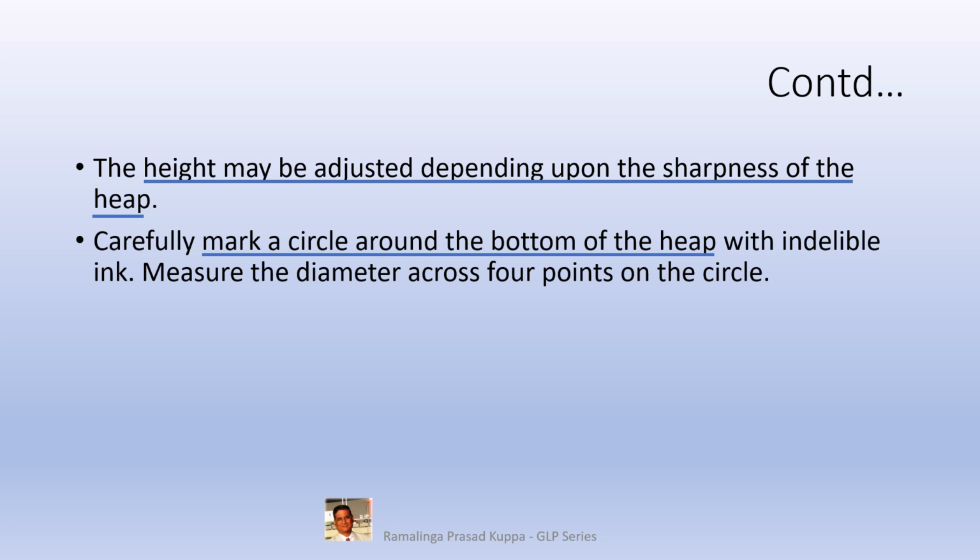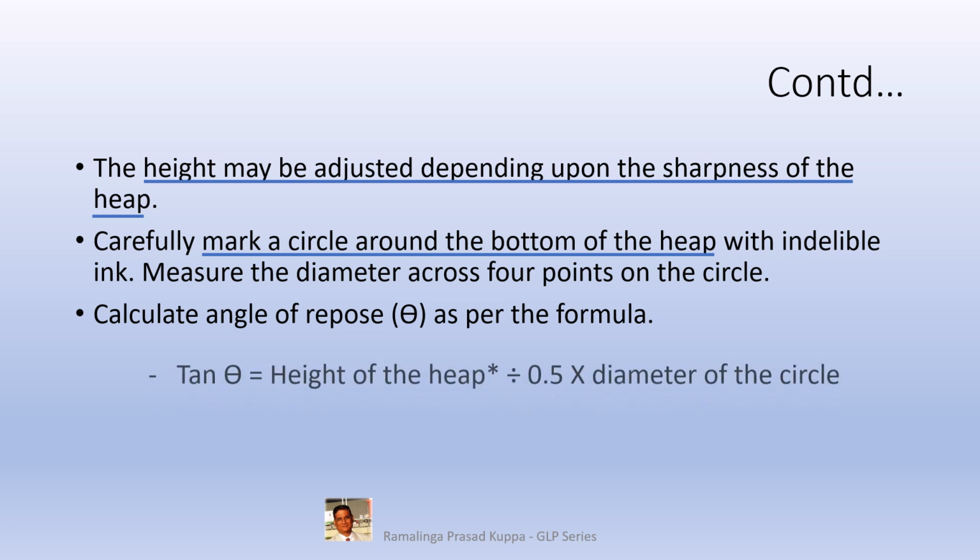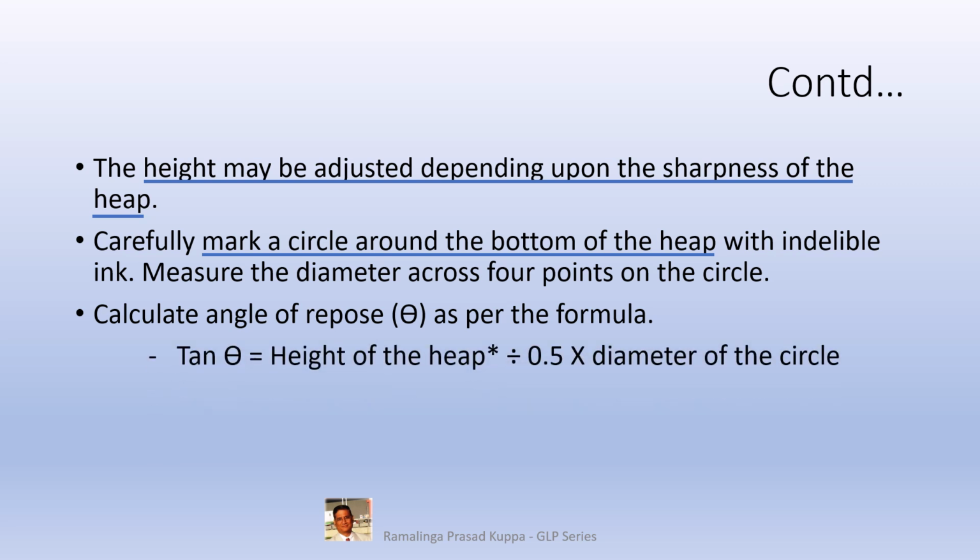Remove the powder from the paper and transfer it into the container. Measure the diameter across the circle at 4 points. Take average of the diameter in centimeters. Calculate the angle of repose theta as per the formula. Tan theta is equal to height of the heap divided by 0.5 times of the diameter of the circle, which is the radius.